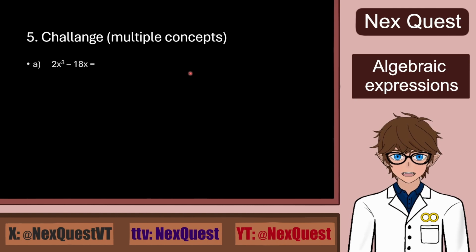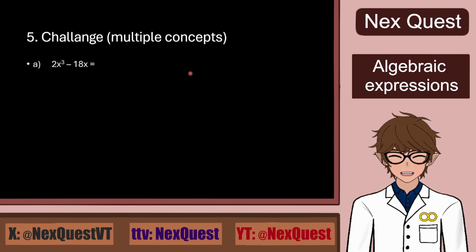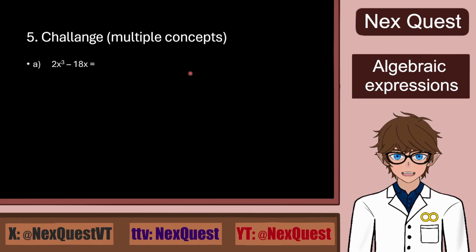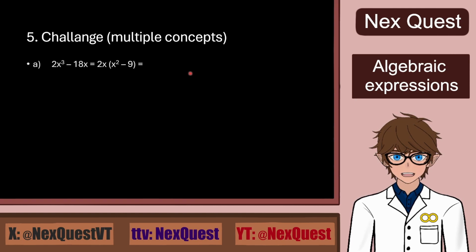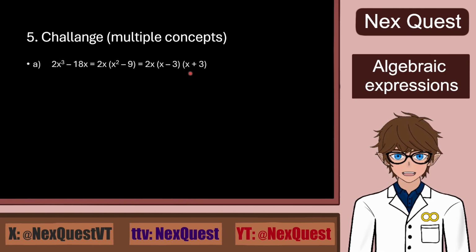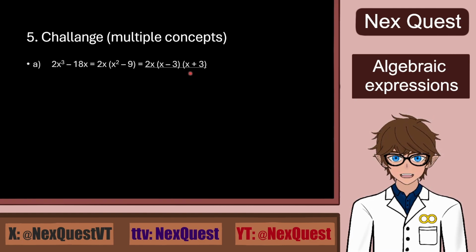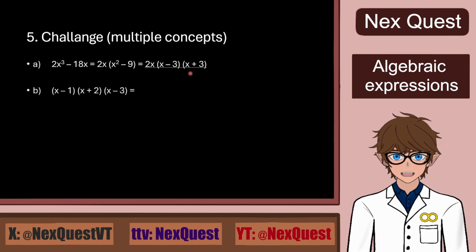Now for the challenge to truly push you to your limits for today. Multiple concepts used in one equation or expression. 2x cubed minus 18x. We factor out 2x. We get x squared minus 9. And we see that's a difference of squares, which gives us x minus 3, x plus 3, which is the final result. For b, we have x minus 1 times x plus 2 times x minus 3.